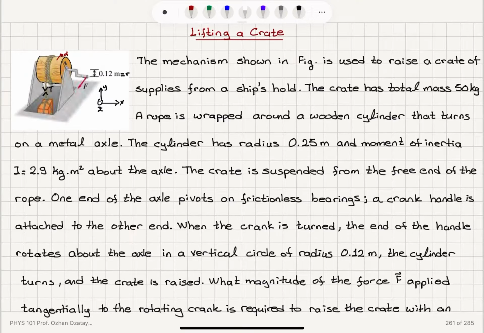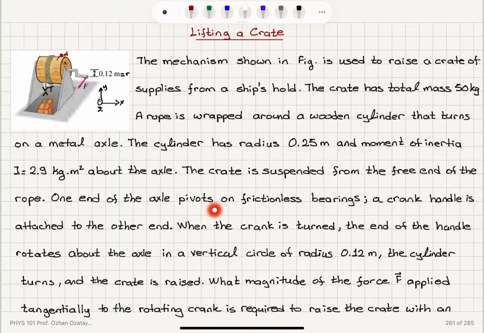Lifting a crate. The mechanism shown in the figure is used to raise a crate of supplies from a ship's hold. So we're raising this crate of supplies. The crate has total mass 50 kilograms. A rope is wrapped around a wooden cylinder that turns on a metal axle. The cylinder has radius 0.25 meters, that's this capital R here, and moment of inertia I, 2.9 kilograms meters squared about the axle. The crate is suspended from the free end of the rope.